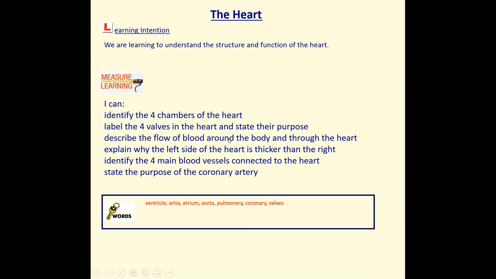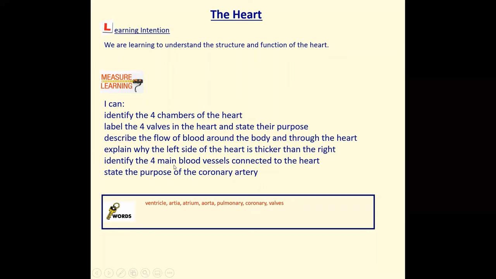We should be able to describe the flow of blood around the body and through the heart, the order of the chambers that it's passing through, and then on its way to the lungs, back to the heart, out to the body, back to the heart. We've also explained why the left side of the heart is thicker than the right, because it's working harder. It's got to pump the blood a lot further than the right side does.